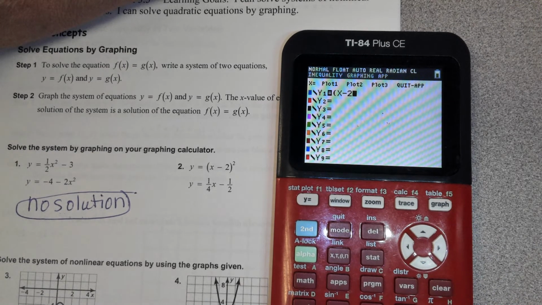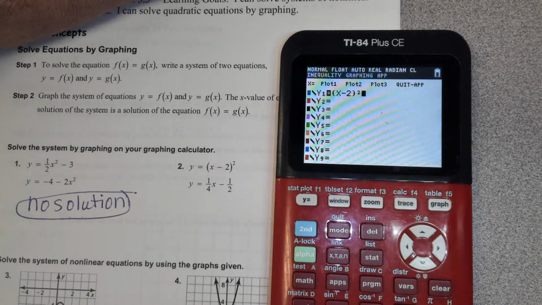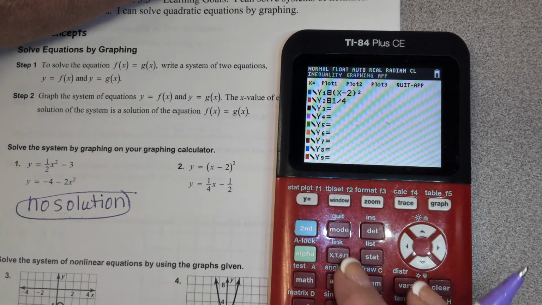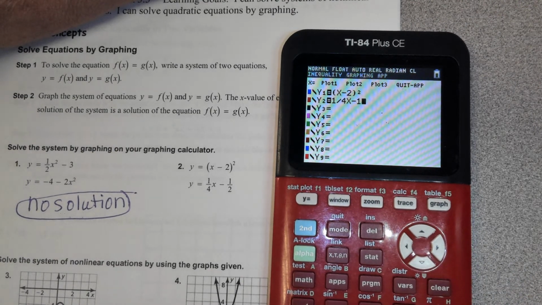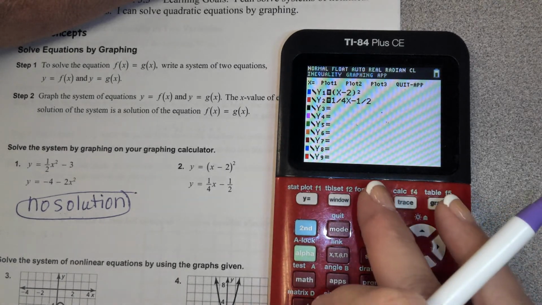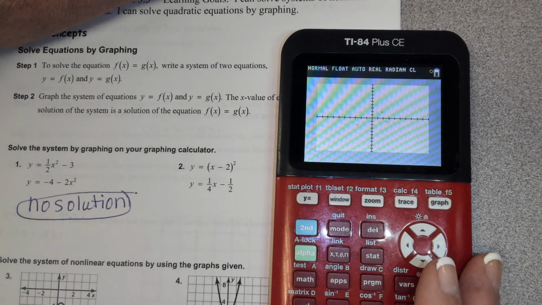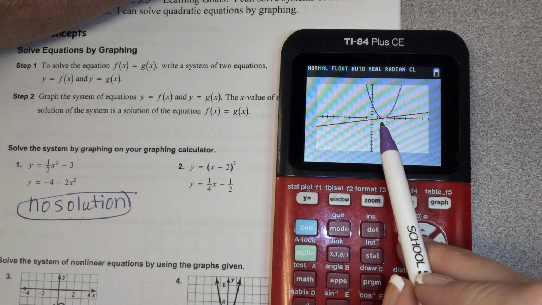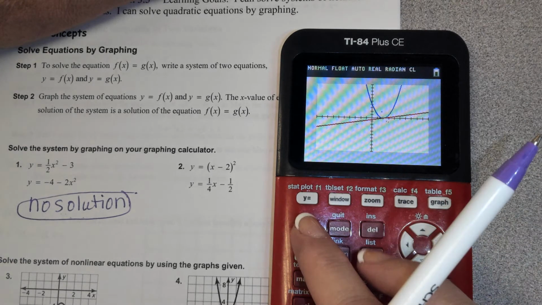Now this is going to be a parabola shifted to the right 2. And then we know the second one is going to be a line. So we've got a parabola and a line, and let's see where they intersect, if at all. Here's our parabola. There's the line. Looks like they're intersecting just right there. So let's check it out.